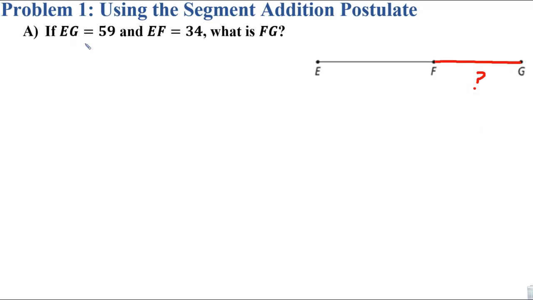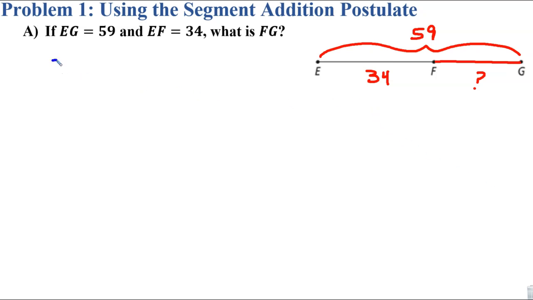And we're given that EG, the length of the entire segment here, is equal to 59. And EF, my first smaller segment, is 34. I want to use that information to figure out what my missing part is here, FG. Okay, now notice with my picture I marked the actual lengths on them. It'd be nice if the problem gave us that, but if it ever doesn't, you can always put them on yourself. Okay, well, how are we going to figure this out?